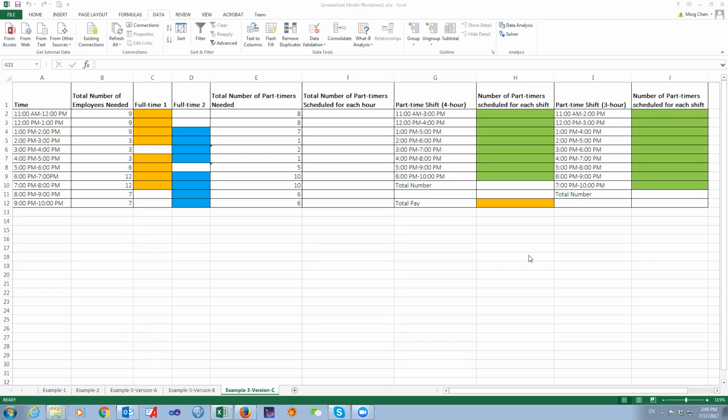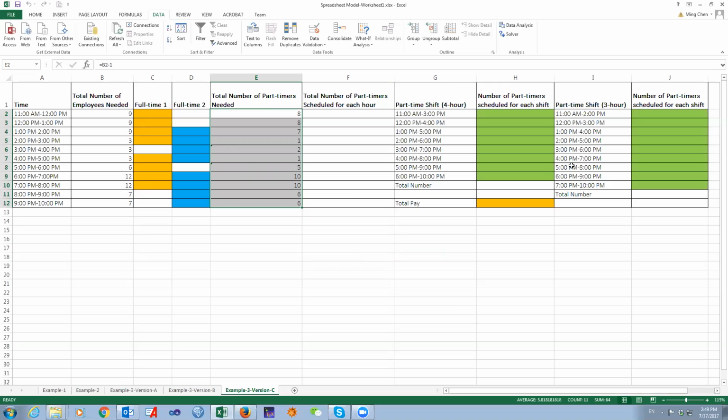So I'll give it more flexibility. You can let people work 4 hours or you can let some other people work 3 hours. So let's work on this. First of all, for column E, it's exactly the same as version A and version B. That's why I just copy paste. So you can copy paste as well, exactly the same. So column E shows the number of part-time employees we need to hire for each hour.